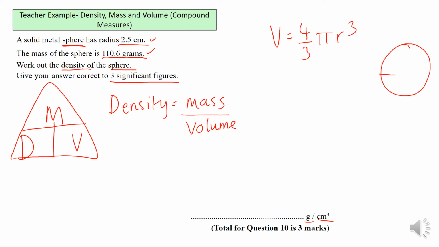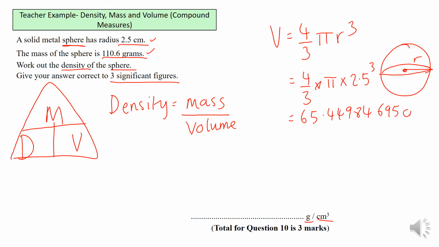So that's my sphere, and that would be my radius in the center. The volume would be 4/3 times pi times the radius cubed. So let's work out the volume for the sphere in the question. So I'll just pop this into the calculator. 4/3 times pi times 2.5, which I will need to cube, which is the radius. This will give me the answer of 65.44984695 centimeters cubed.